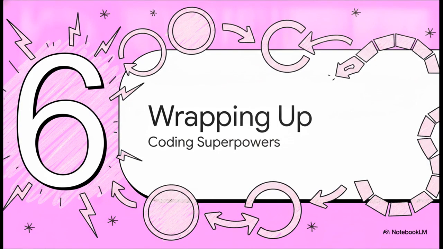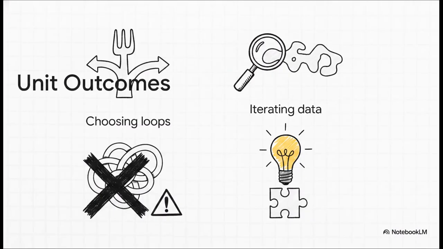And finally, Section 6, wrapping up Python loops and reviewing your brand new coding superpowers. So, the absolutely crucial point here is that you now have the tools to meet all the student outcomes for this unit. You can choose the right loop types, whether that's a for loop or a while loop. You can iterate through data. You know exactly how to avoid those pesky infinite loops. And most importantly, you can use loops to efficiently solve practical, real-world programming problems.